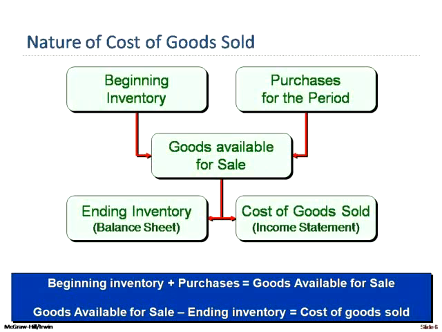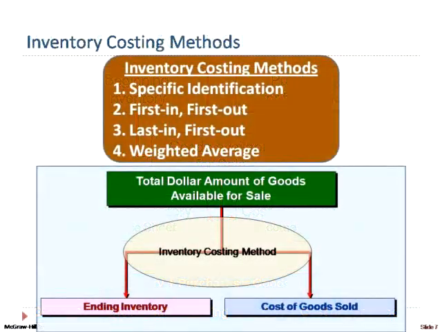Part 2. The relationships between these various inventory amounts are brought together in the cost of goods sold equation. Beginning inventory plus purchases equals goods available for sale. Goods available for sale minus ending inventory equals cost of goods sold.